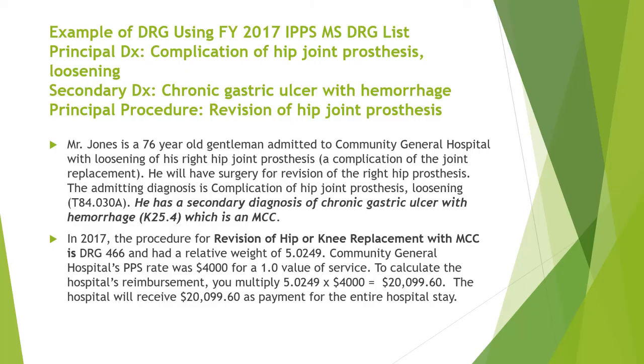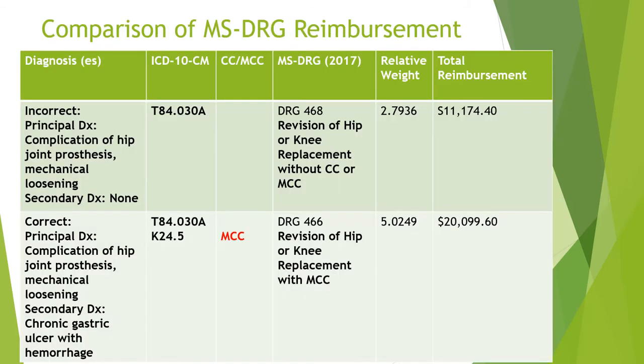So now, if we go back and code it using the secondary diagnosis of chronic gastric ulcer with hemorrhage, when you look at the second bullet point, you can see that it's now DRG 466. It has a much higher relative weight. So when you multiply 5.0249 times the PPS rate for Community General Hospital, you get $20,099.60.